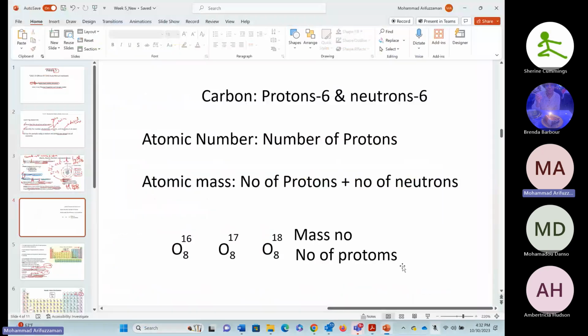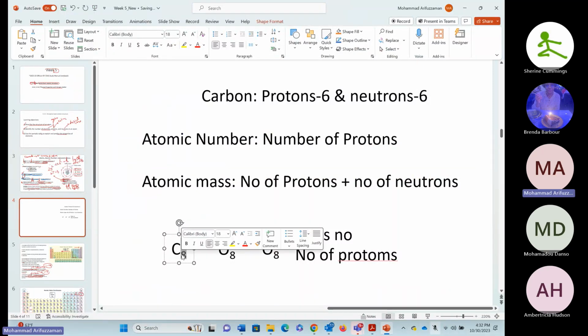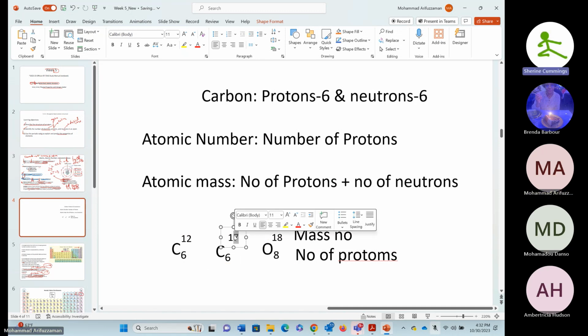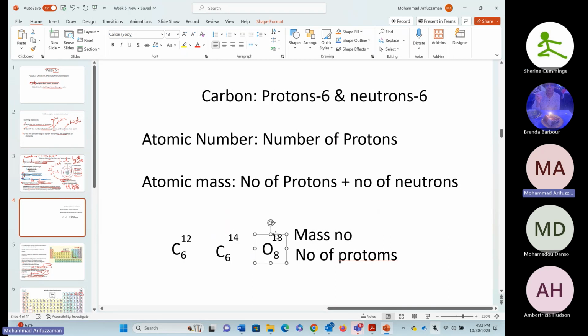Okay, let me write it here. For carbon, the proton number is 6 and the mass number is 12, and another one has 6 protons and the mass number was 14. Okay, now you calculate. There are two isotopes, carbon 12 and carbon 14.